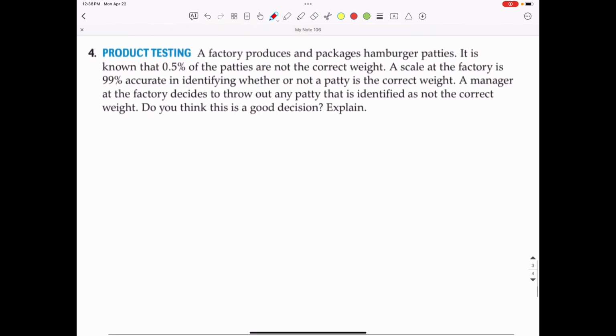Let's do one more that's similar to that. A factory produces and packages hamburger patties. It is known that 5% of the patties are not the correct weight. The scale at the factory is 99% accurate in identifying whether or not a patty is the correct weight. A manager at the factory decides to throw out any patty that is identified as not the correct weight. Do you think this is a good decision? And explain.